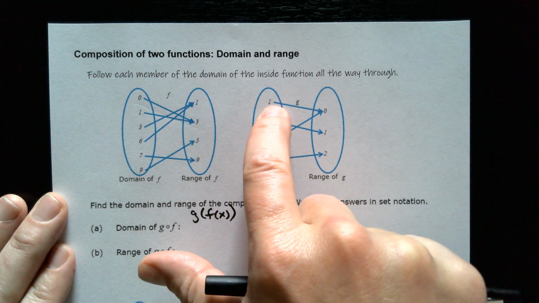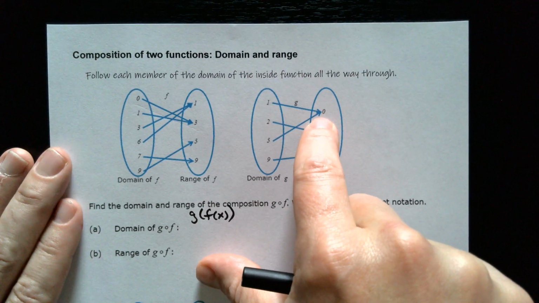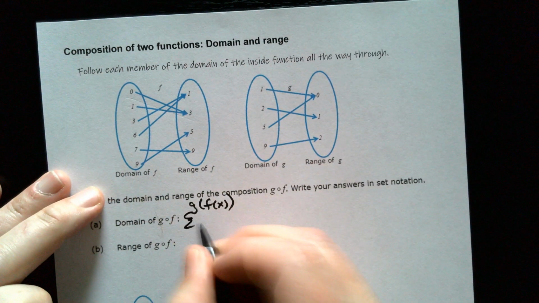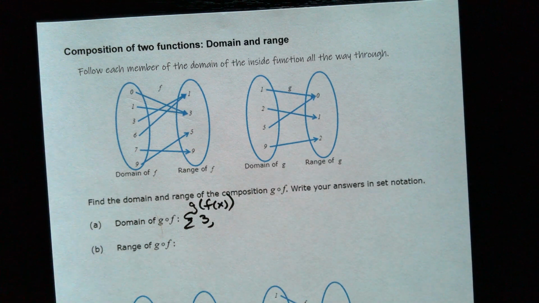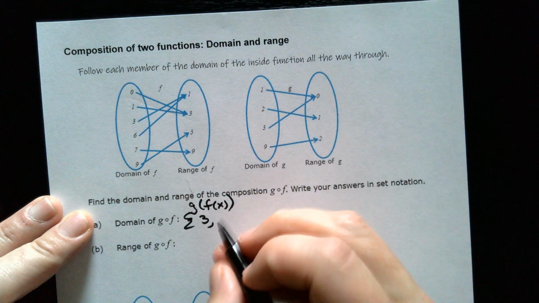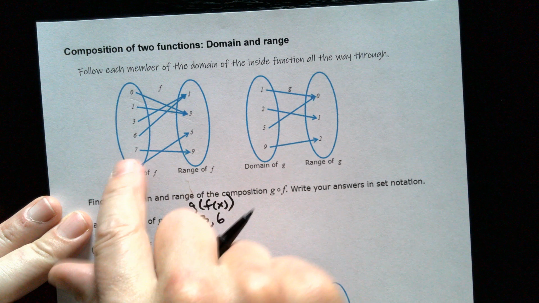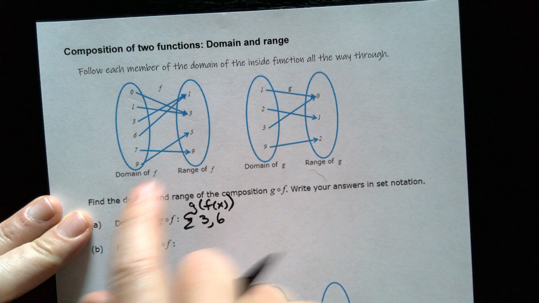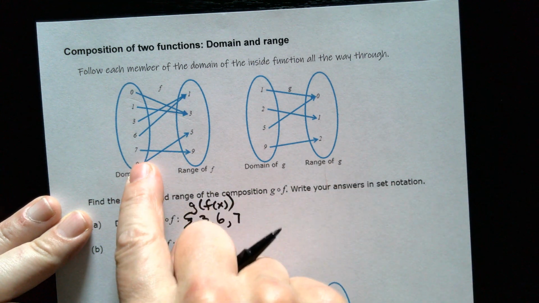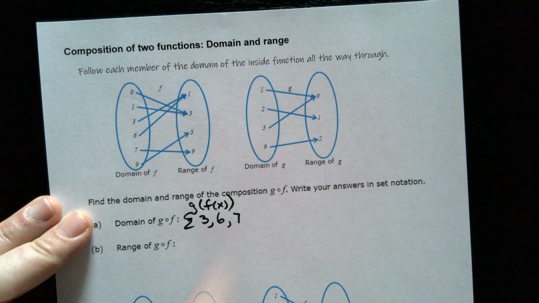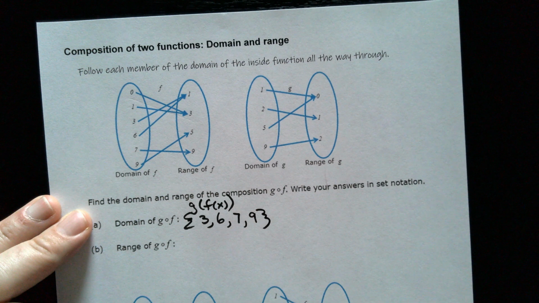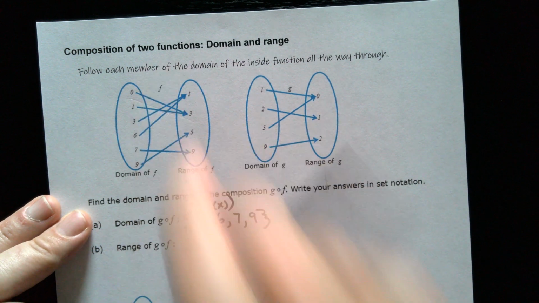3 goes to 1. Now there is a 1 here that goes to 0. Okay, so we go from 3 to 1 and from 1 to 0, so that means 3 is in our domain. 6 goes to 1 and 1 goes to 0, so 6 tracked all the way. That means 6 is in our domain. Okay, 7 goes to 9, 9 goes to 2. That means 7 tracked all the way and it's in our domain. And then 9 goes to 5, 5 goes to 0. That means 9 tracked the whole way and it is in our domain. Okay, so our domain here is 3, 6, 7, and 9. So we left out the first couple.